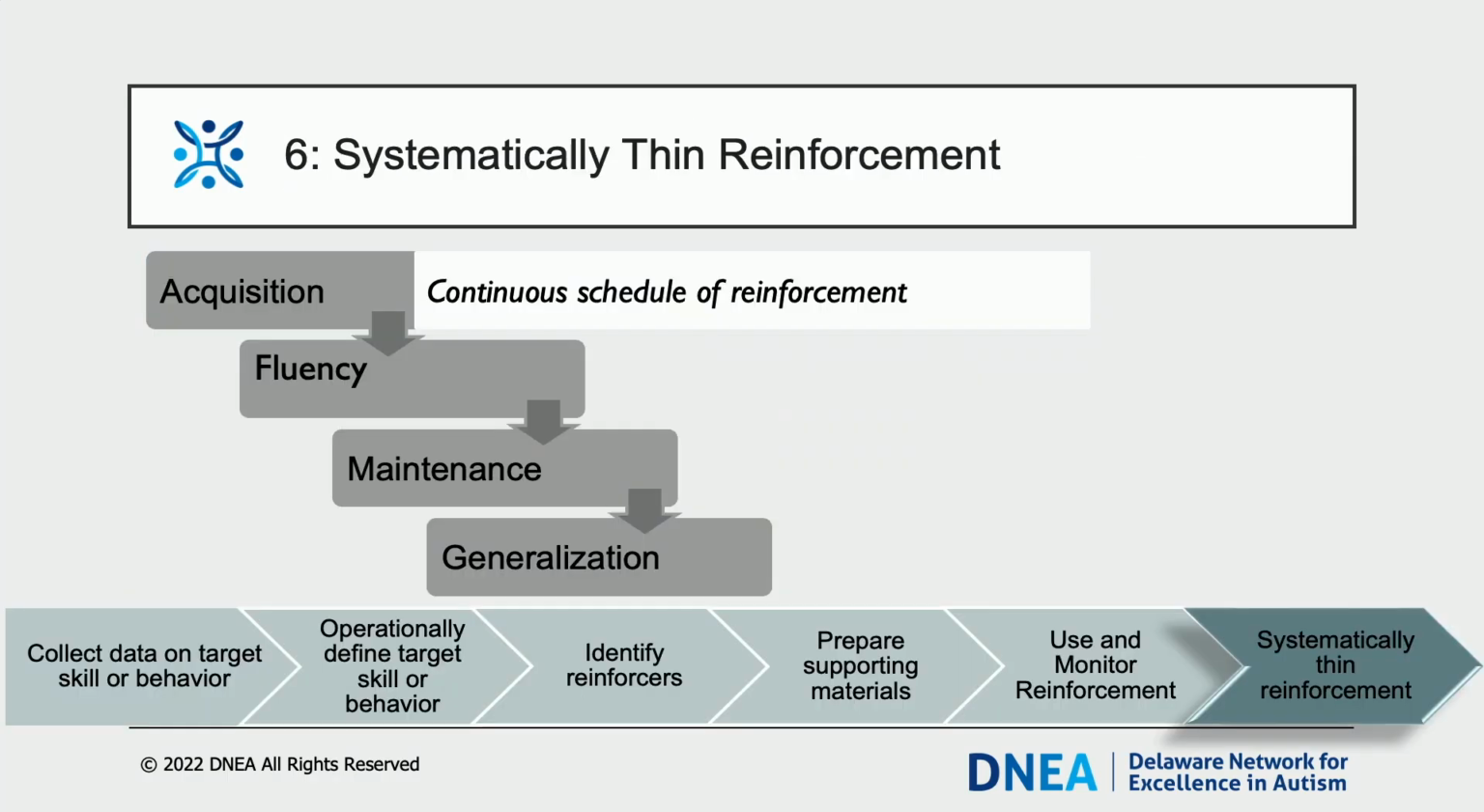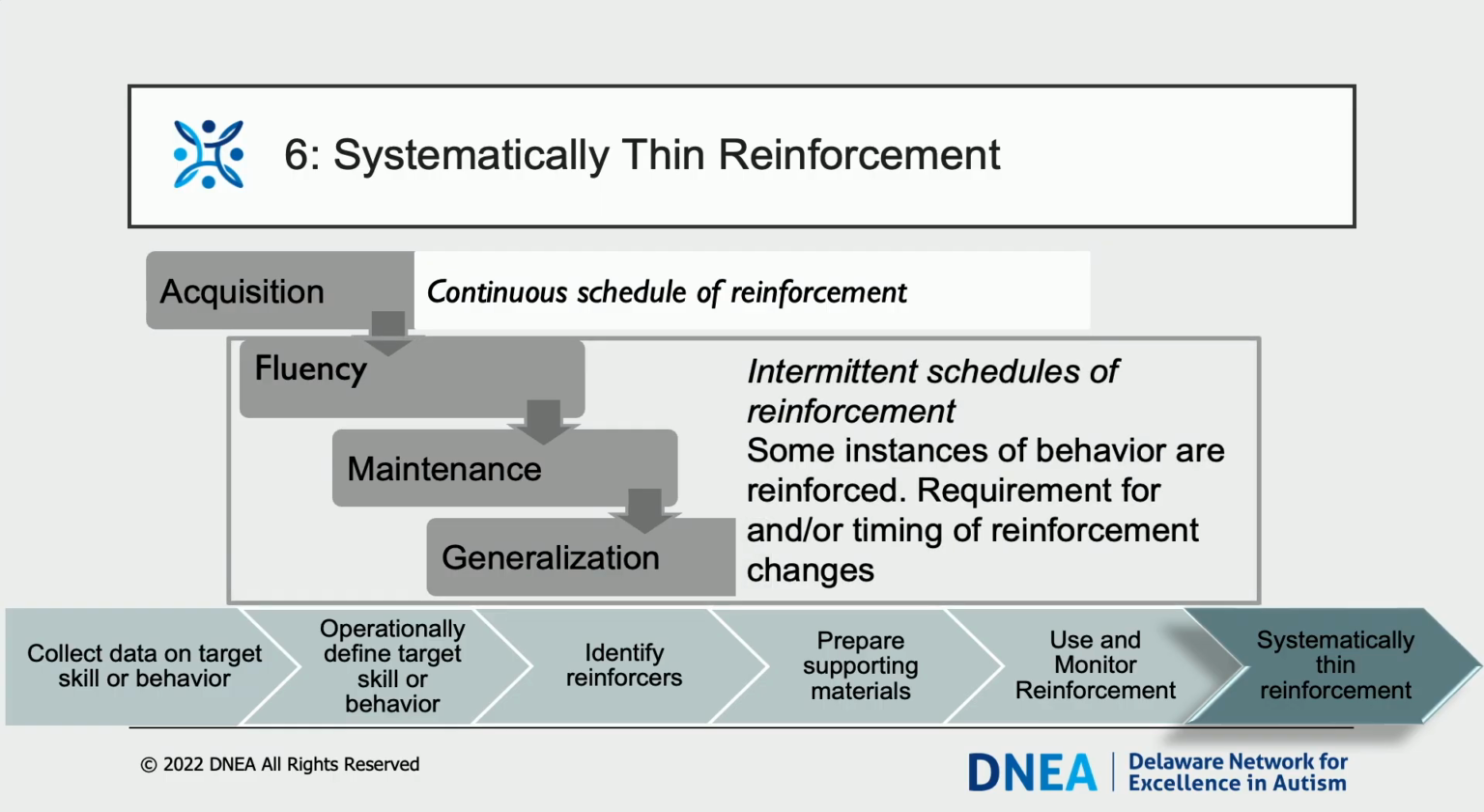Let's move on to talk about Step 6, systematically thinning reinforcement. Once the student meets the initial criterion, it is important to systematically thin reinforcement. Thinning is reducing the amount of reinforcement delivered and/or increasing the response requirement for reinforcement. It is important to thin reinforcement because it is unrealistic to continuously deliver reinforcement each time a behavior occurs. Also, thinning reinforcement reduces the likelihood of satiation.